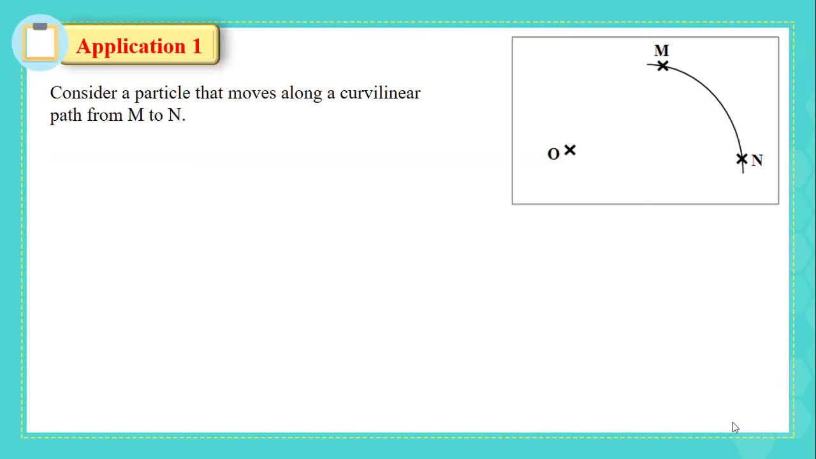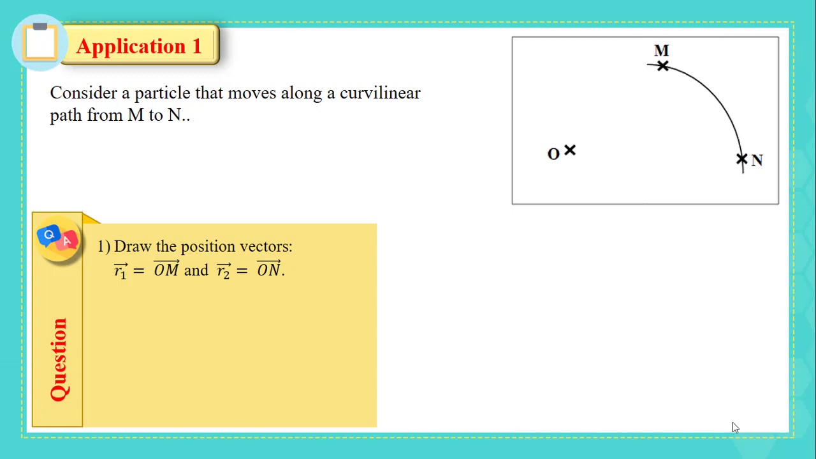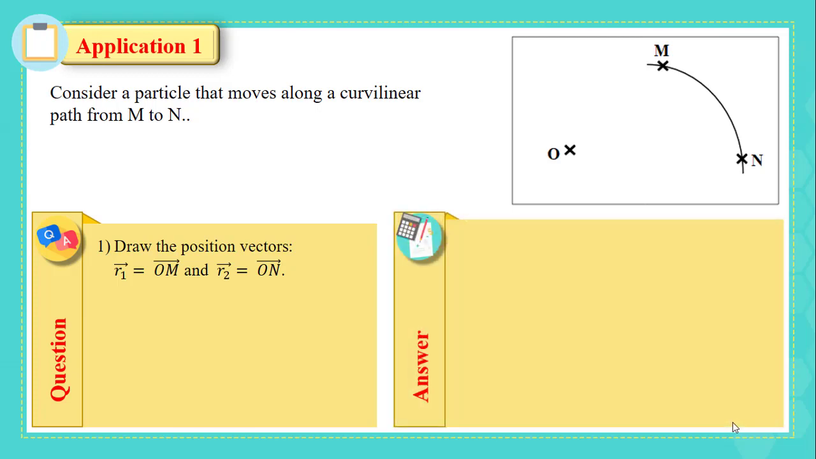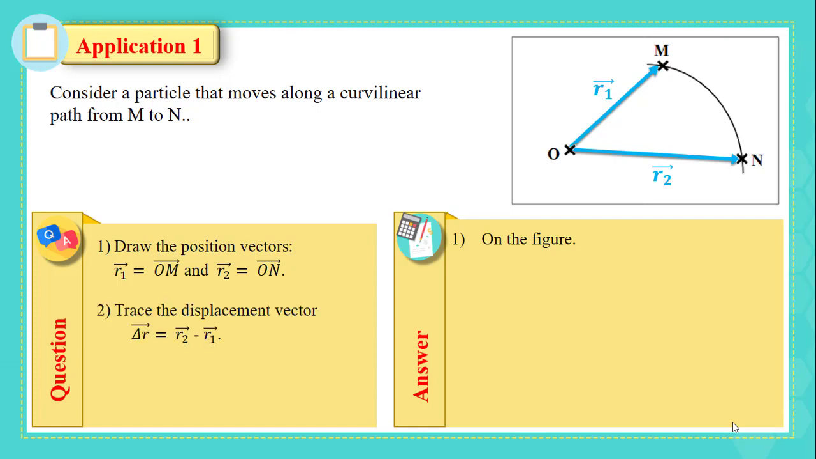Let's solve application number 1. Consider a particle that moves along a curvilinear path from point M to N. Part 1. Draw the position vectors r1, which is equal to OM, and r2, which is equal to ON. The vector r1 is directed from the point O to point M, and the vector r2 is directed from the point O to the point N. Part 2. Trace the displacement vector delta r, which is equal to r2 minus r1.